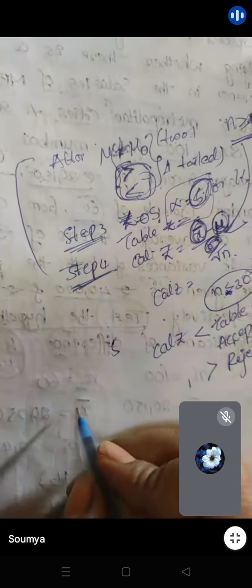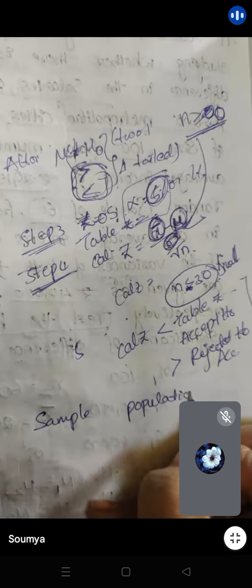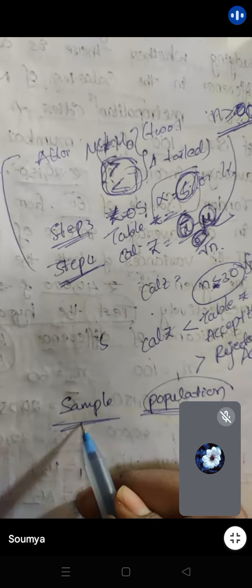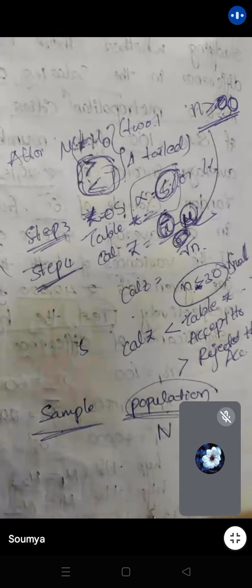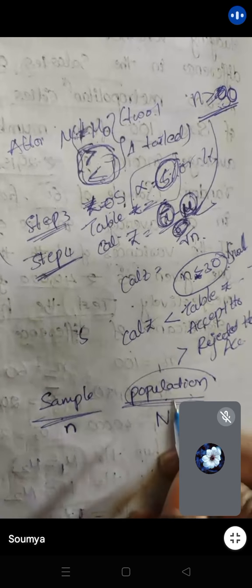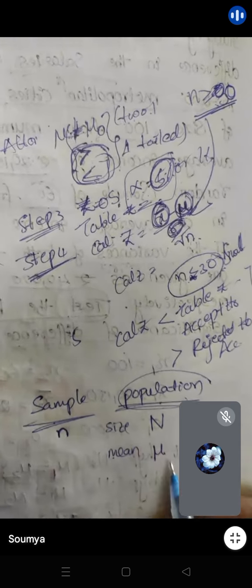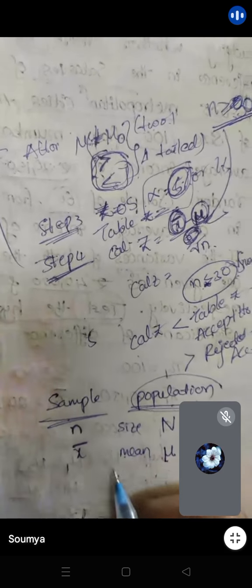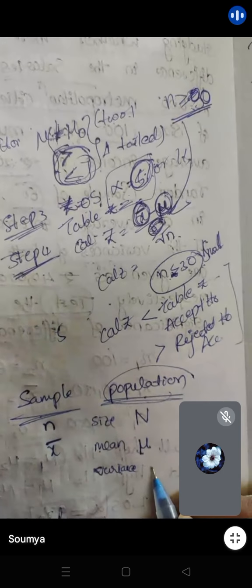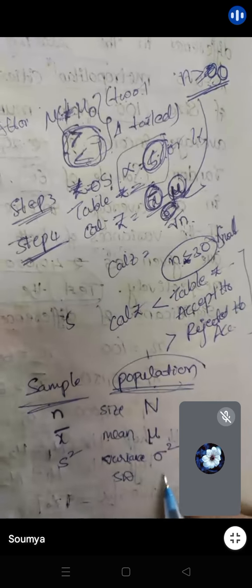Okay, so first of all, what are sample and population? I already explained that the collection of objects is called population, and what we select from the population is called sample. The size of the population we denote as capital N. The size of the sample we denote as small n. Mean: for the population we denote it as mu, here we denote it as x bar. Variance: we denote it as sigma square, here as s square. And standard deviation, sigma and s.